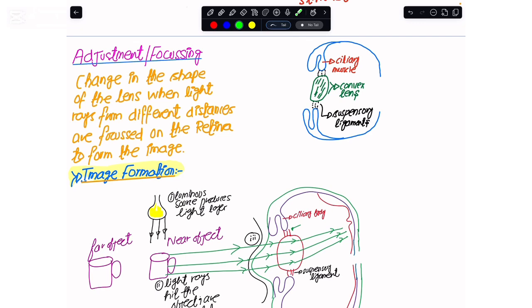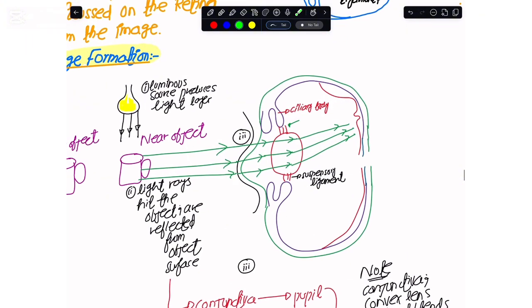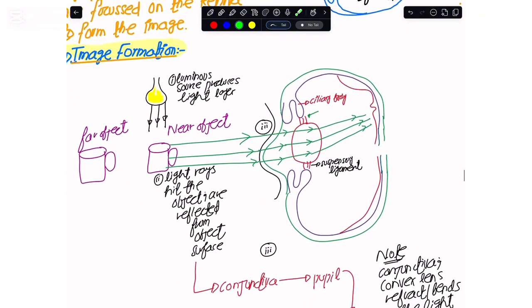Simply we say that it is when the lens changes shape so that light rays from different distances are focused on the retina of the eye. What do I mean by that? This will also clear your concept of how the image is formed in the eye.